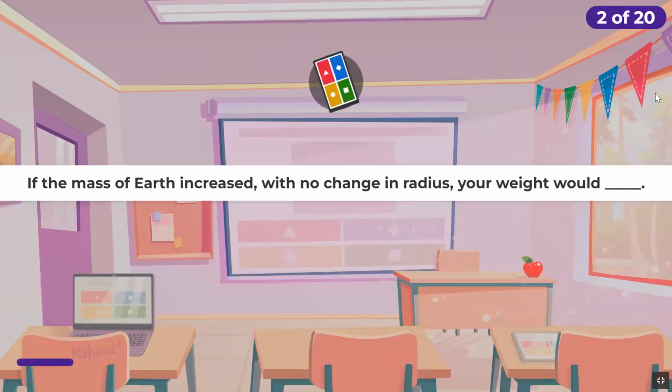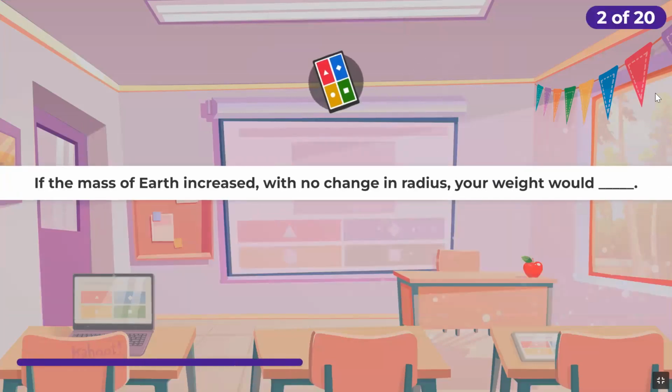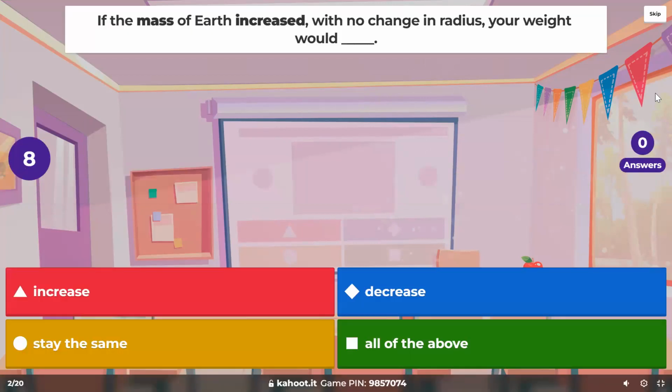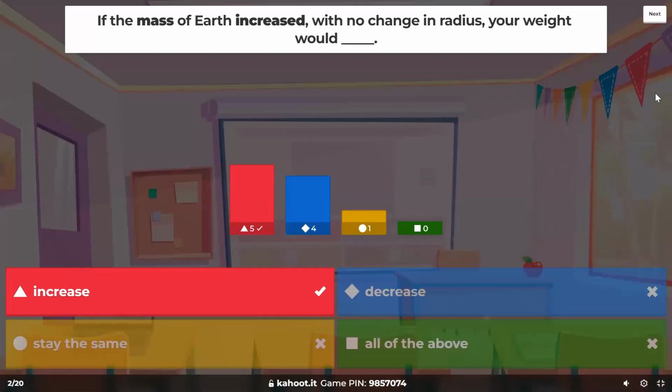And Kylie in first. If the mass of the Earth increased with no change in radius, so we're just making the Earth more massive, what would happen to your weight? Yeah, your weight would also go up.